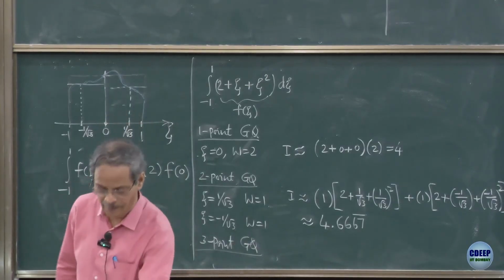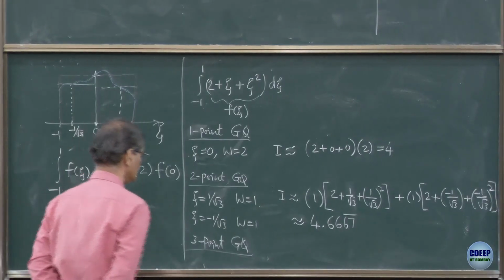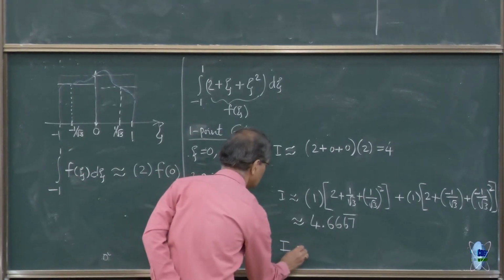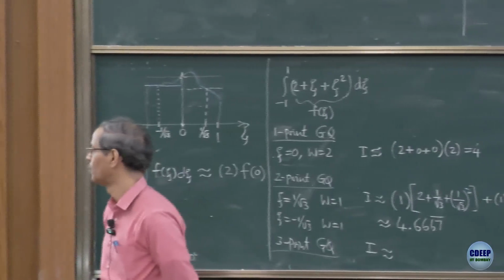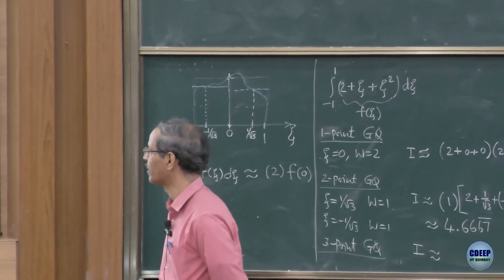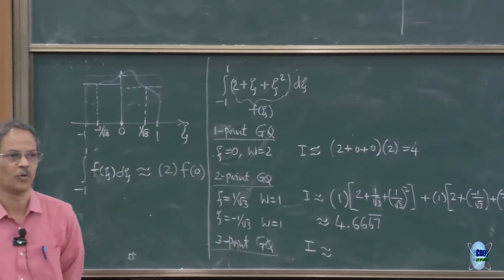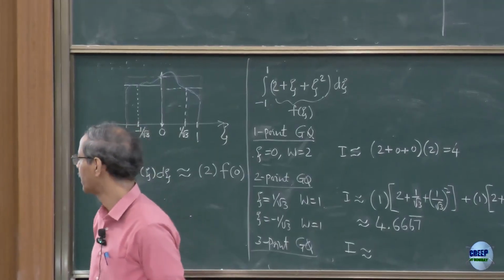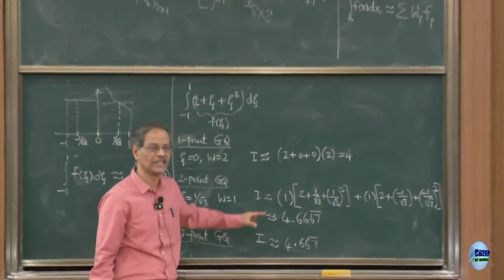I will give you the table. Do it for 3 points. The points are root of 0.6, 0 and minus root of 0.6. Weights are 5 by 9, 8 by 9, 5 by 9. How much did you get? 4.667. Right? You would get the same.